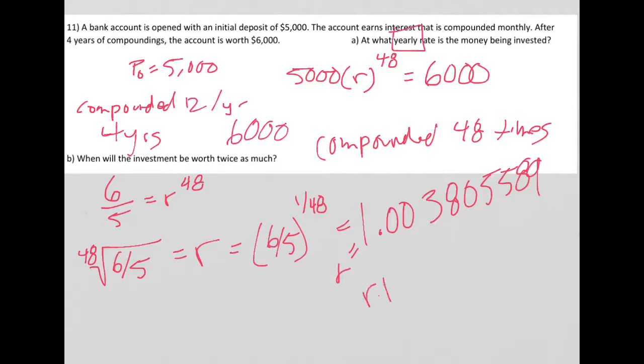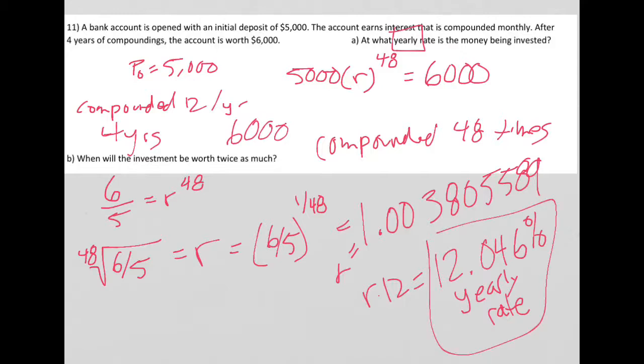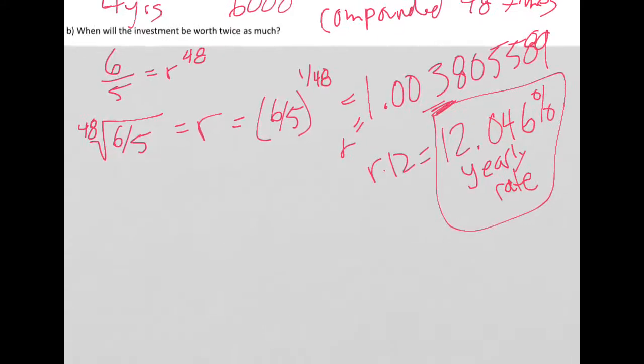So we're going to take r times 12, and that will equal 12.046. And that will be my yearly rate. So this is 12.046%, just like that.